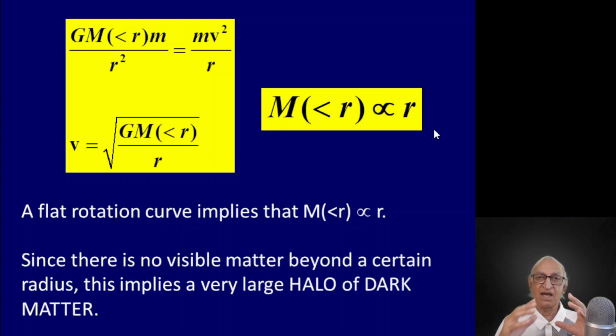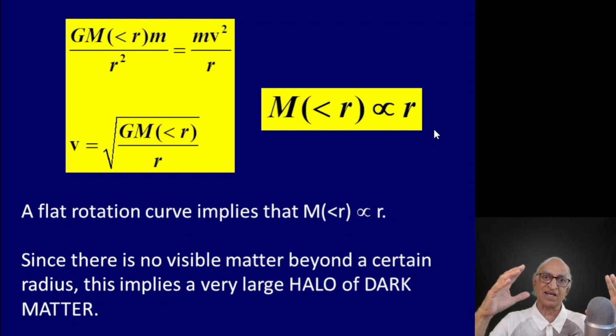But there is no mass that I see. The visible galaxy has ended. You say, well, look in ultraviolet, look in infrared. Sure, I'll look, but the visible galaxy has ended at some point. But a flat rotation curve extending to 20, 30, 40, 100 kiloparsec tells me that the mass of the galaxy is increasing proportional to the radial distance that I'm going out to.